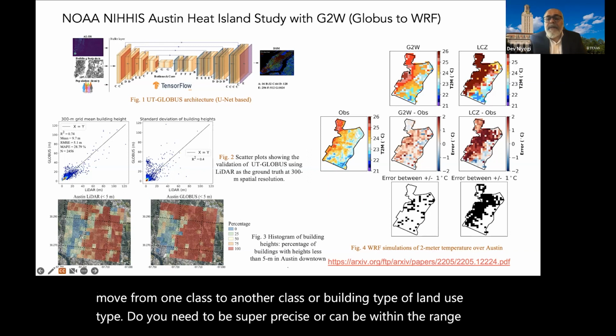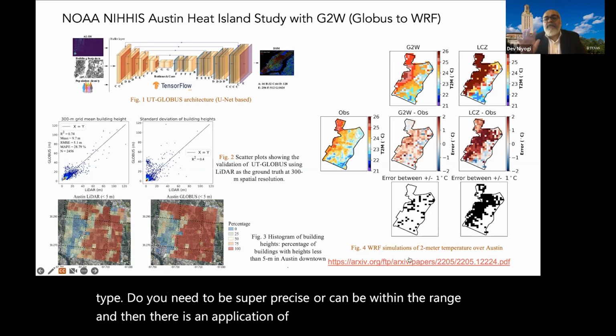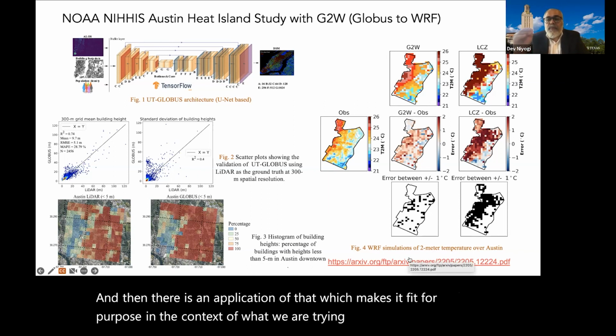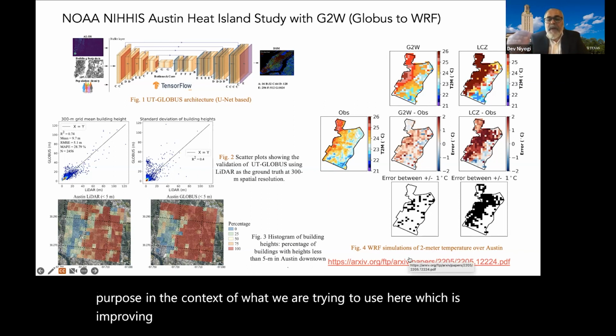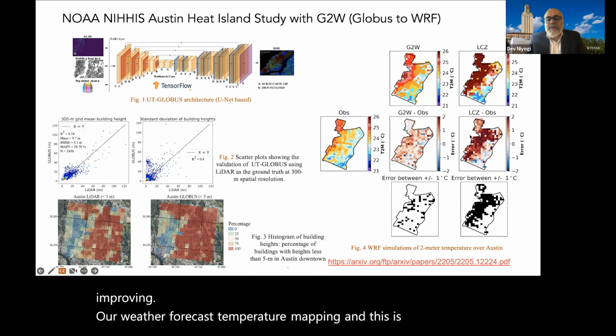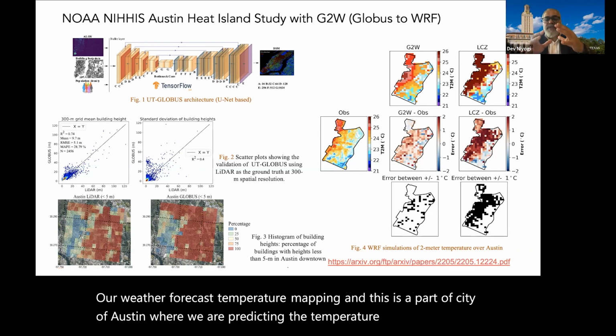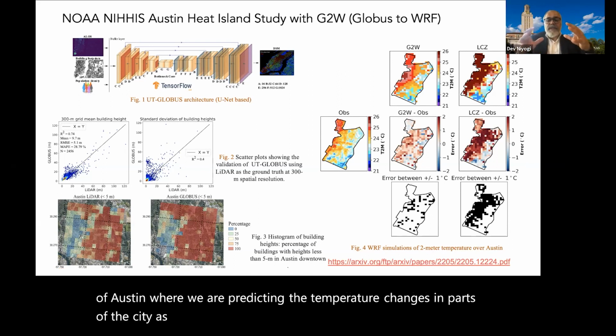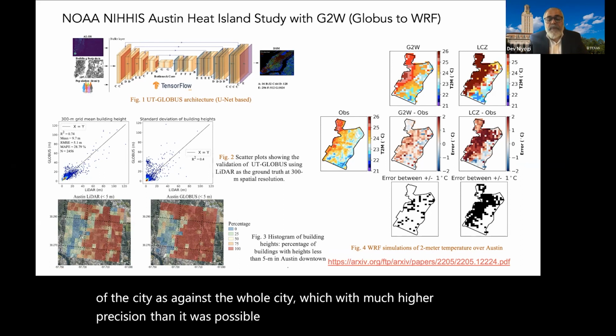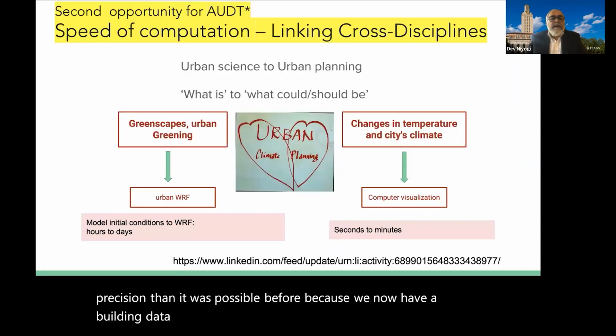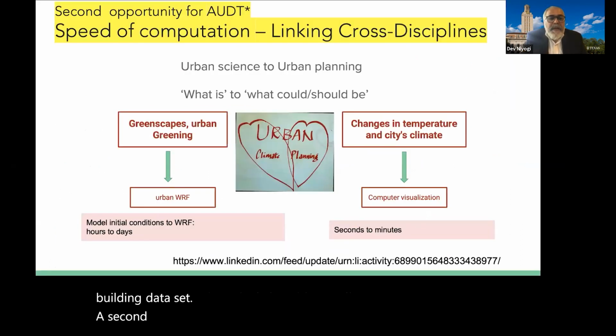And then there is the application of that, which makes it fit for purpose in the context of what we are trying to use here, which is improving our weather forecast, temperature mapping. And this is a part of the city of Austin, where we are predicting the temperature changes in parts of the city as against the whole city, with much higher precision than was possible before, because we now have a building data set.